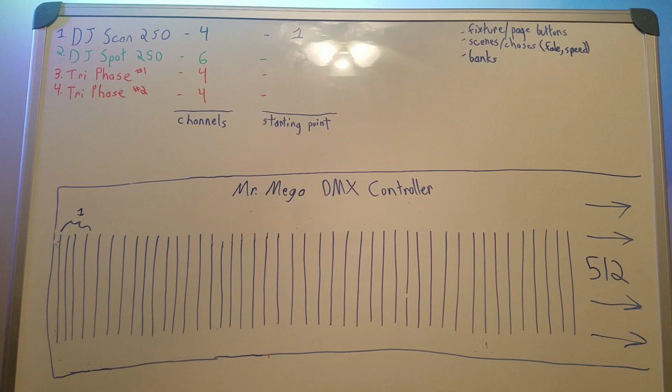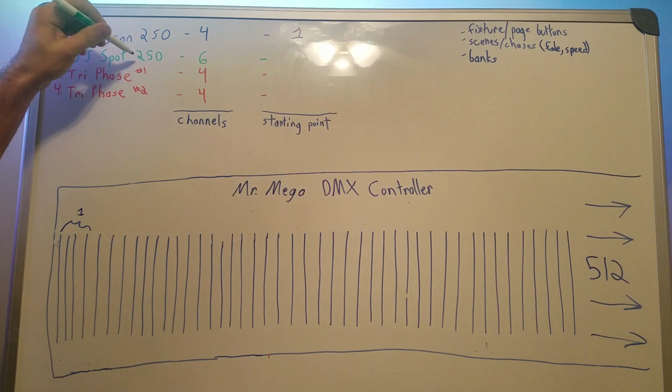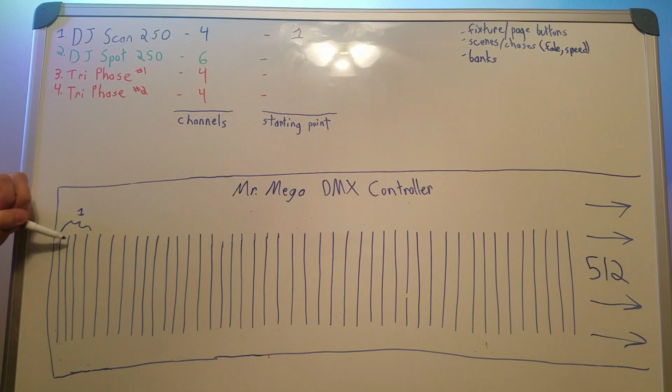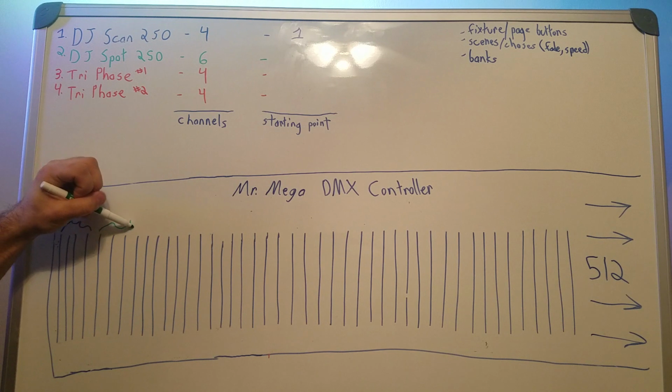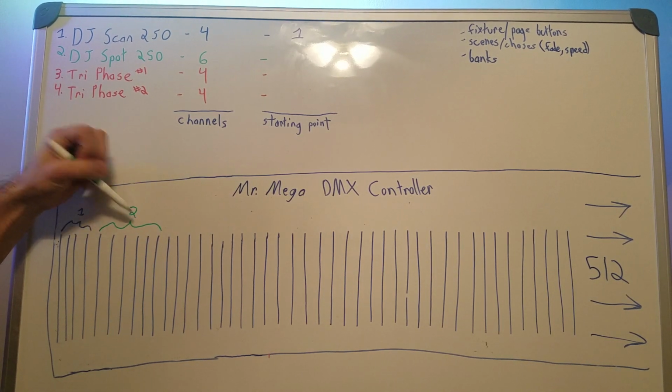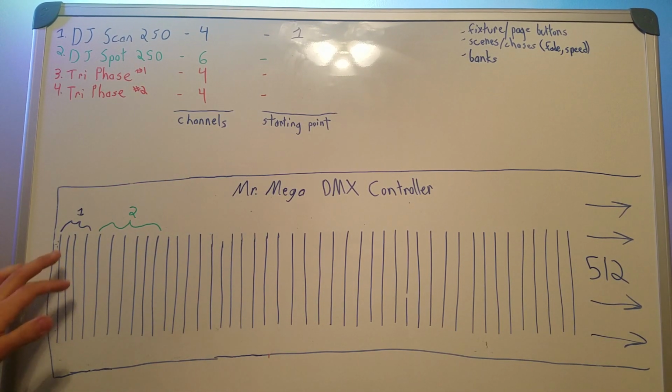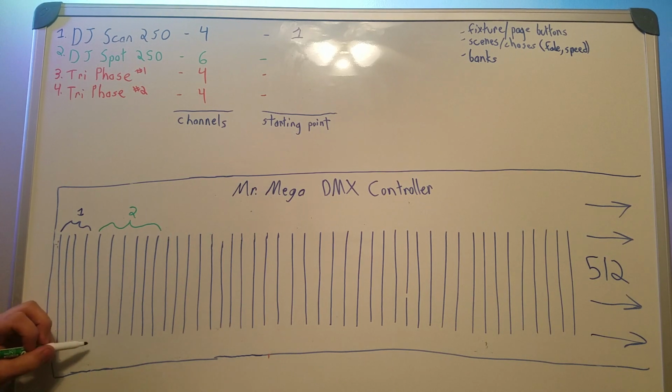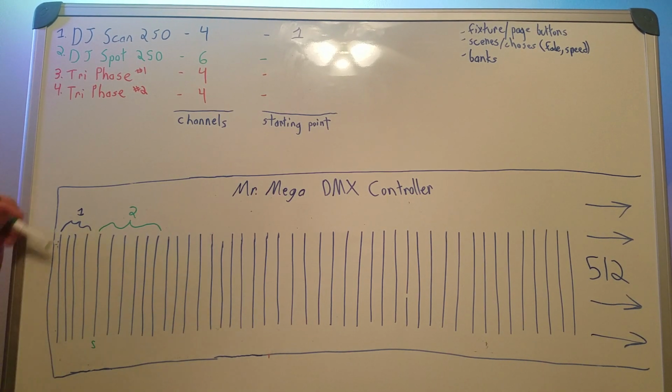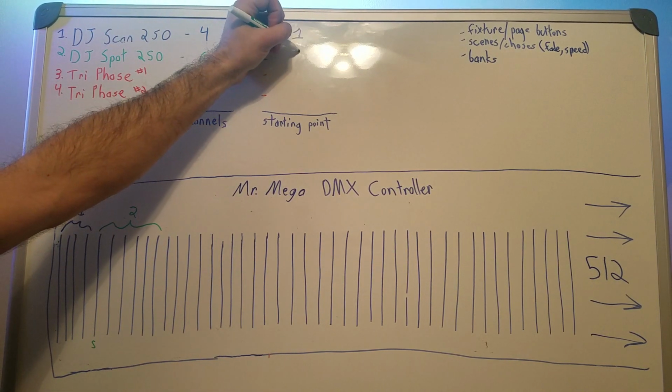So when I go to my second light, which is my DJ Spot 250, that has 6 channels. And I want that to start once the first light is done. So I'm going to start here and go 6 across. And this is my second fixture. That one starts at channel 5, which is here. Because the first 4 are taken up by the first light. So channel 5 is my starting position for this light.